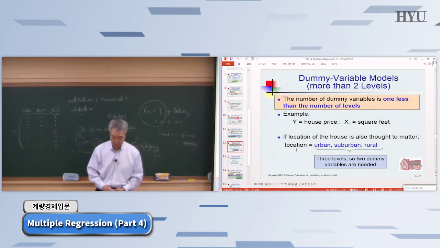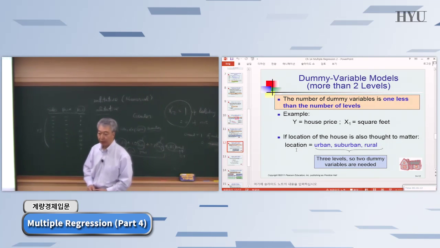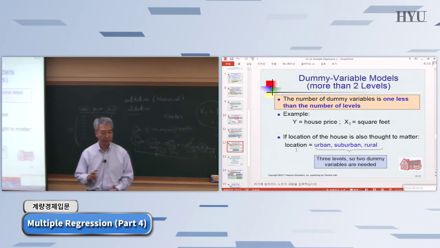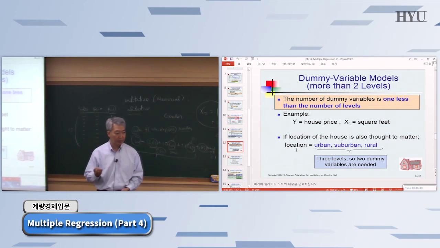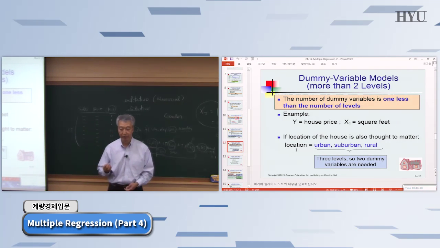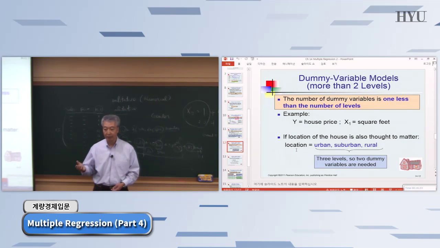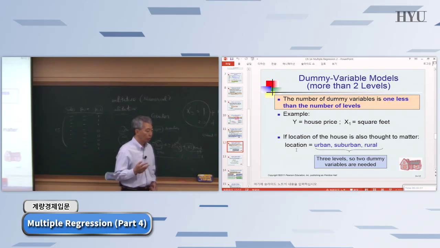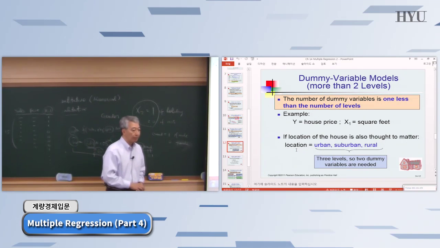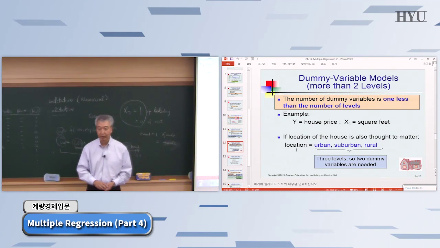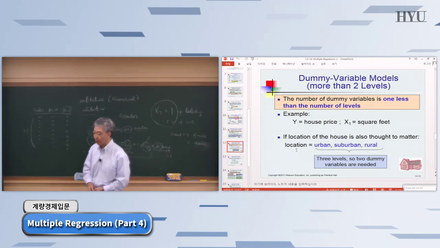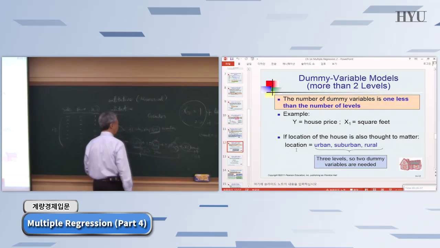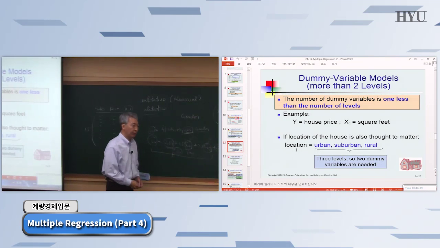The question is, some qualitative variables have more than 2 levels. So far, we've discussed the holiday dummy variable and gender dummy variable, right? Either holiday or not holiday, either male or female. Just 2 levels. But actually, many qualitative variables have more than 2 levels, like occupation here. How many different occupations are there?